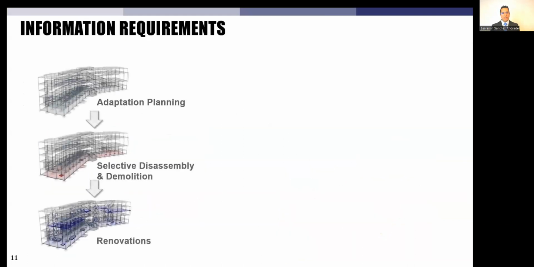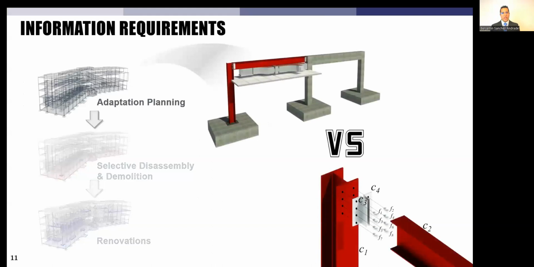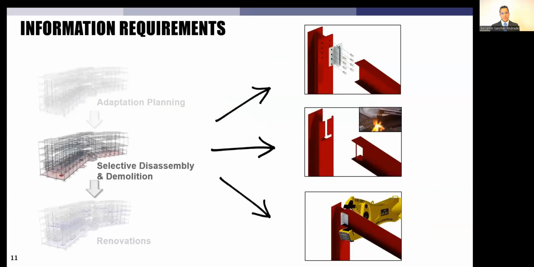Based on the previous studies, we identified the critical needs and information requirements for disassembly models of buildings. For example, for the adaptation planning stage, it is necessary to define an appropriate level of detail in order to make the model compatible with disassembly planning theories. For the selective deconstruction stage, it is necessary to set the construction interfaces between the building parts for choosing the correct deconstruction method to apply.